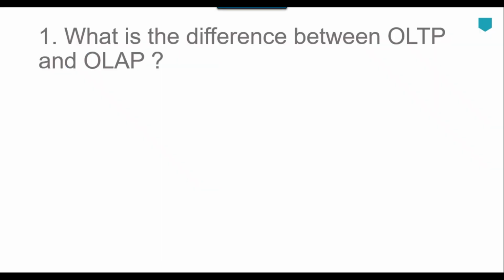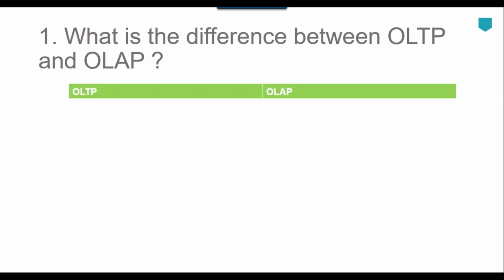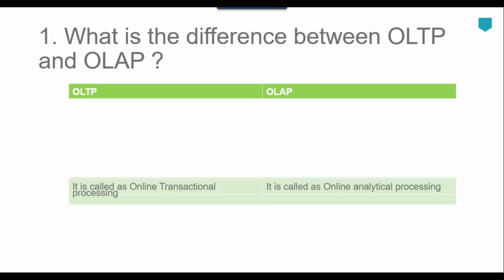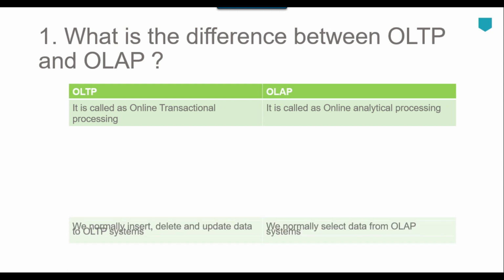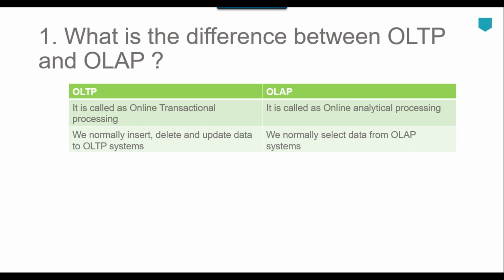Our first question is, what is the difference between OLTP and OLAP systems? The first difference is that OLTP is called online transactional processing, while OLAP is called online analytical processing. The next difference is that we can normally insert, delete and update data in OLTP systems, while we just select the data from OLAP systems.